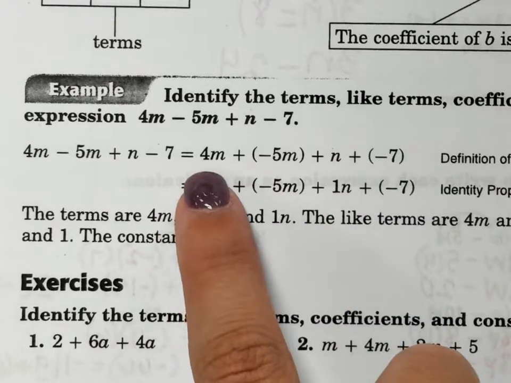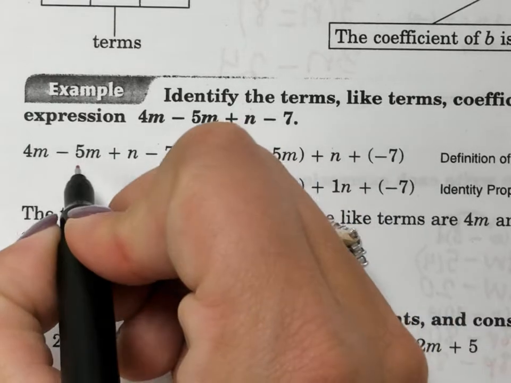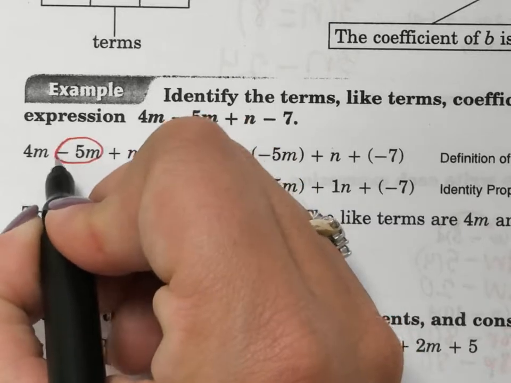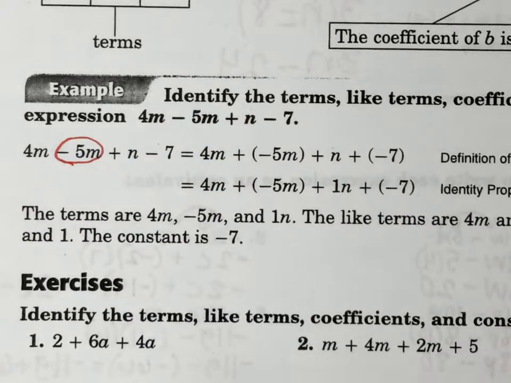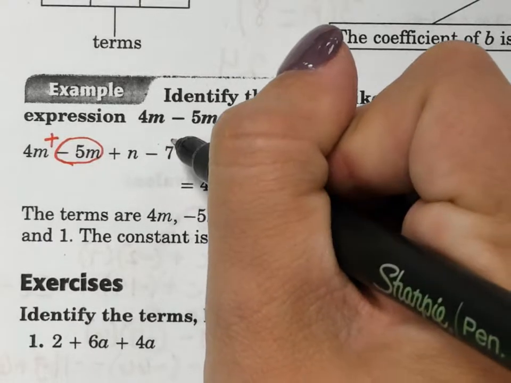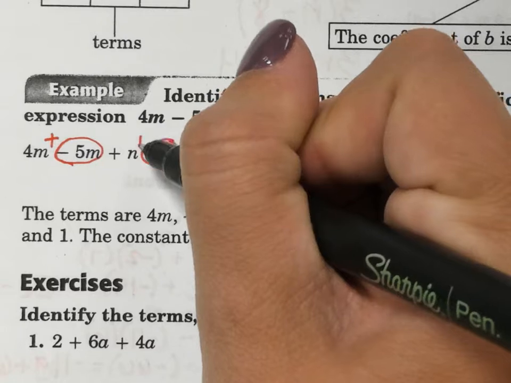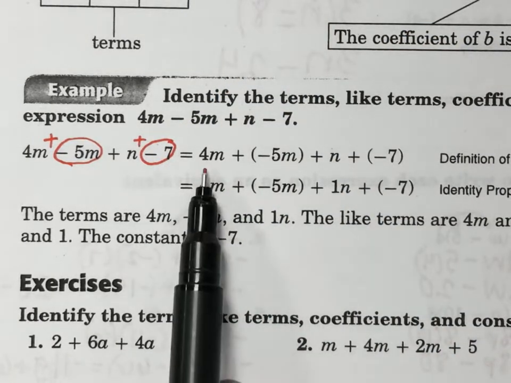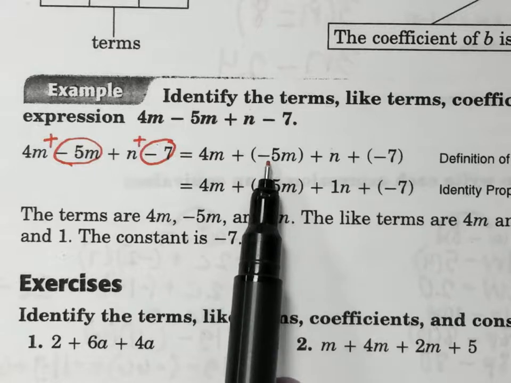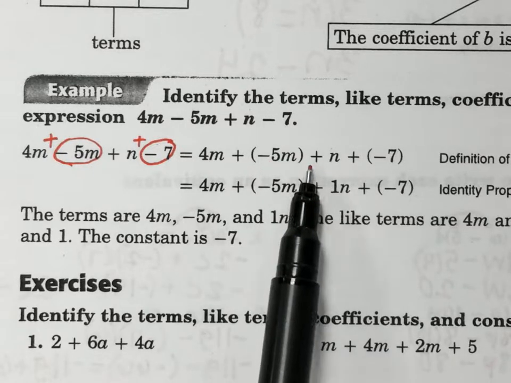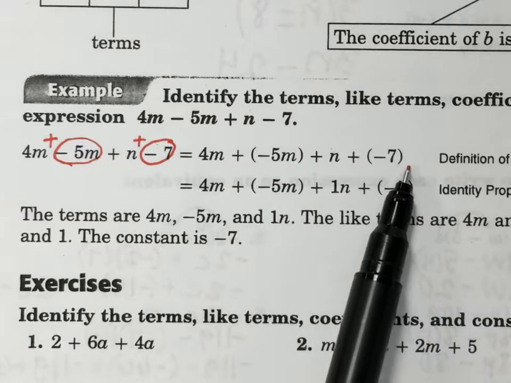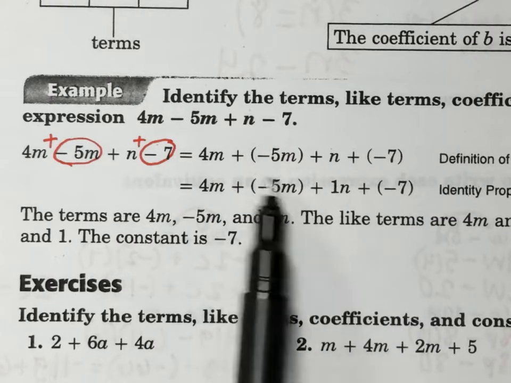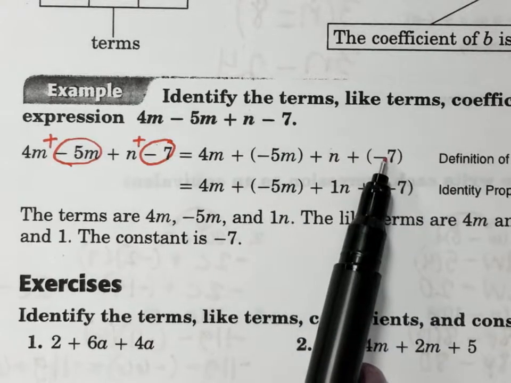Okay? So we're going to change all of our subtractions just like when we were subtracting integers. You're circling that minus 5m and adding an addition sign in between. Same with my minus 7. So that when I rewrite it as an addition problem, I have 4m plus negative 5m, plus n plus negative 7. So it's a lot easier to tell my coefficients when I rewrite it that way.